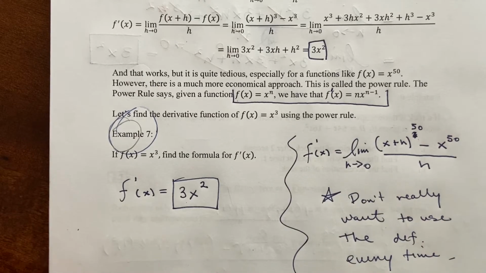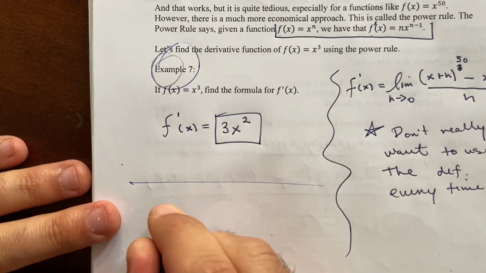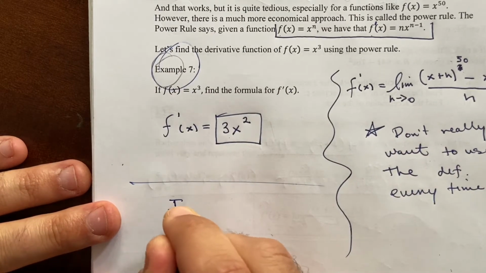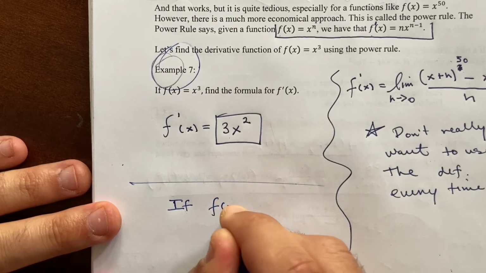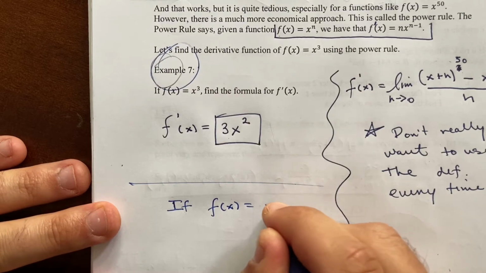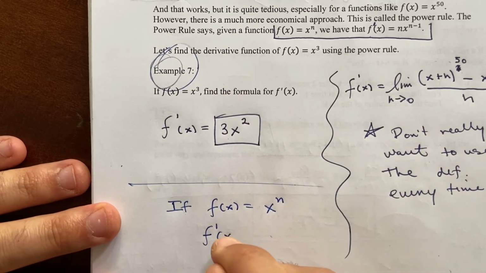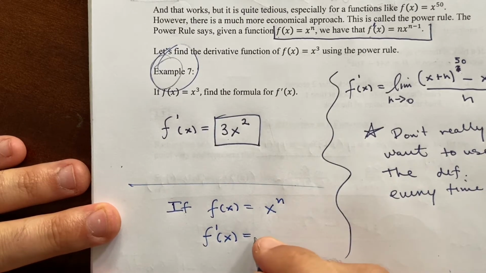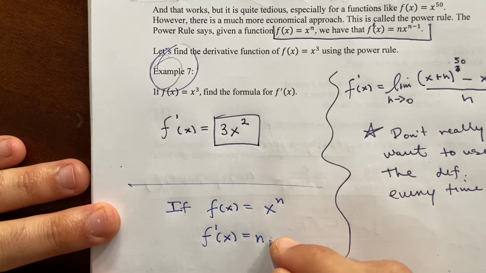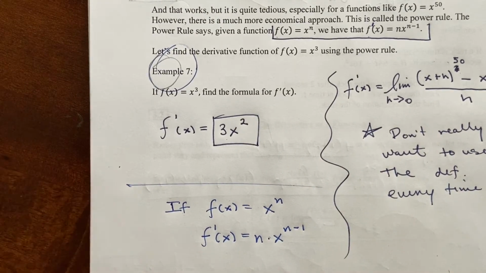So just to write it again in general. The statement is, if f of x is, let's say, x to the n, then f prime of x, its derivative, will be n times x raised to the n minus 1. That's called the power rule.